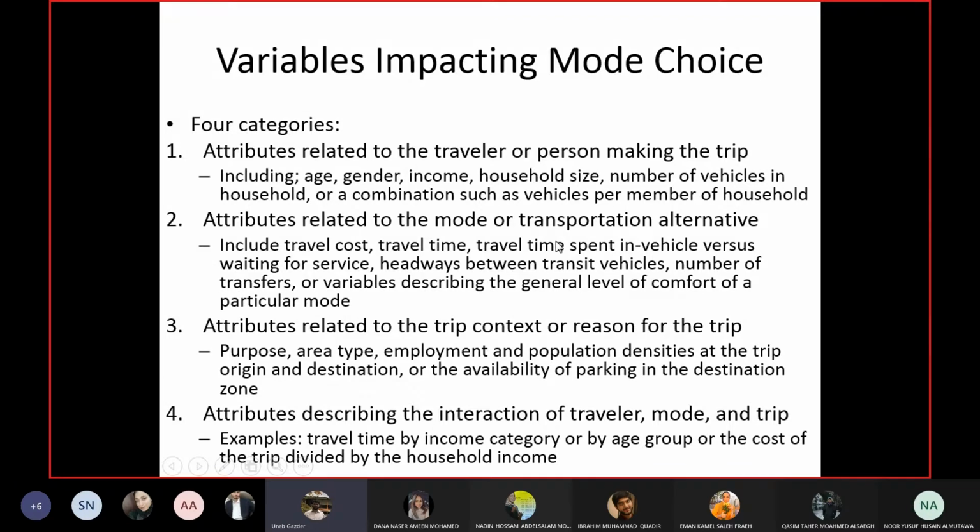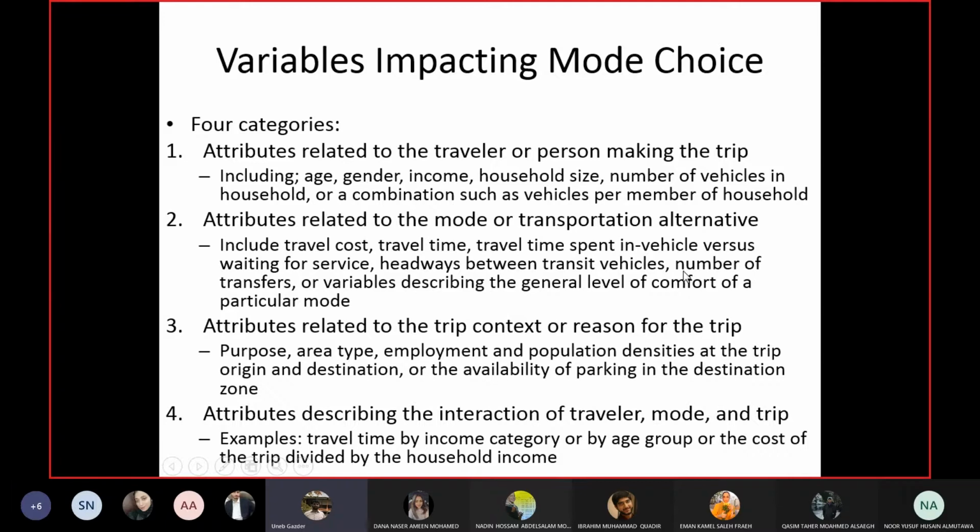The characteristics or attributes of the mode you are considering. So if you go by car, how much will be your cost, how much will be your travel time, how much time you will spend in the vehicle, how much time you will spend outside the vehicle waiting for it. If you are going to a parking area, then how much time you will spend looking for a parking space. If you are going by bus, then how much is the headway? Headway means the time interval between two buses. So if you miss one bus, how much extra you have to wait for the other bus, how many transfers you have to make. Again, these are for buses.